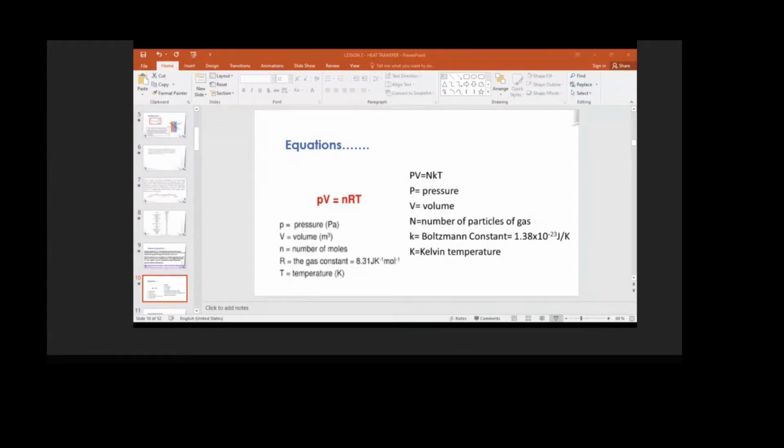All right, and then you should know this one. This one is called the... what's this equation called in terms of gases?